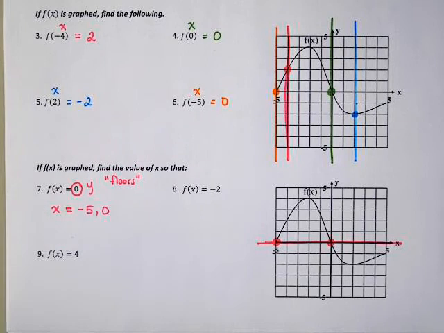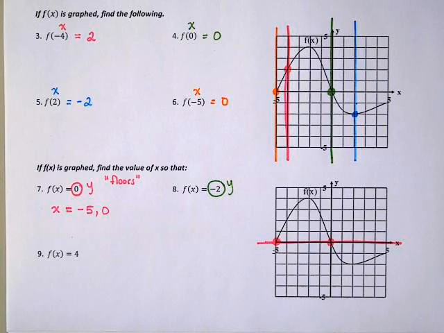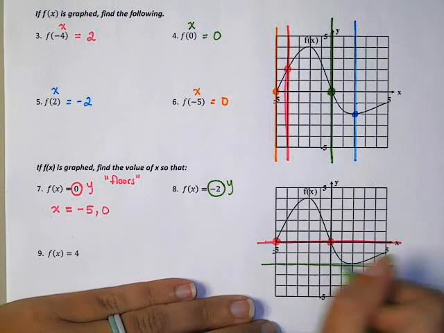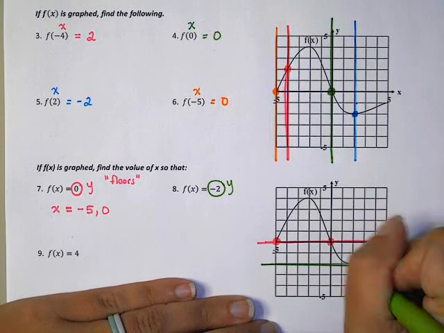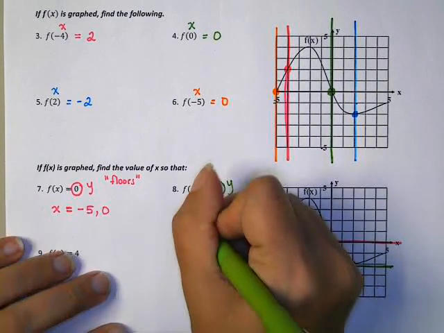For number 8, again, this is a y value because it's outside of the parentheses. So I'm going to look down 2 floors down here. The only place where the graph is on the lower second floor is when x is a positive 2.